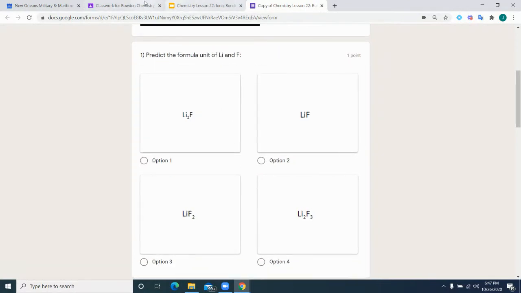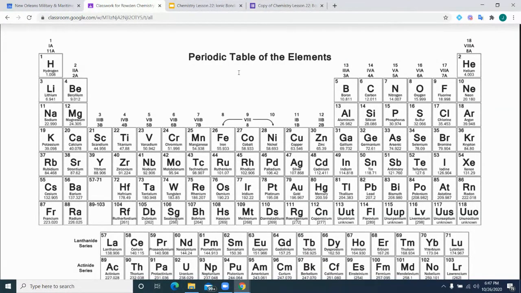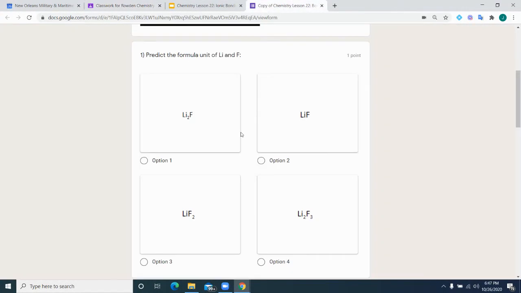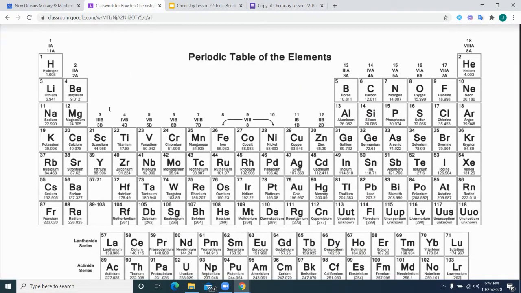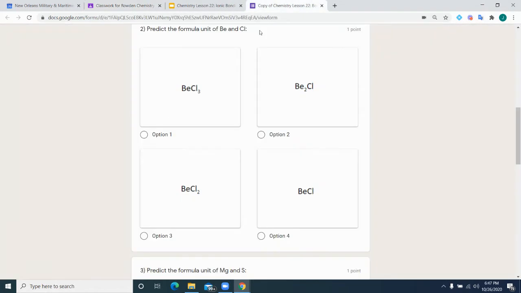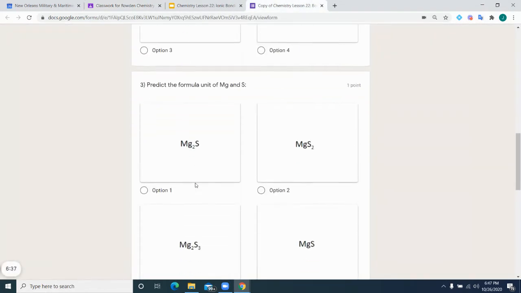Okay, number 1, Li and F. Li is +1, F is -1. +1 and -1, we are okay with just LiF, one of each. Number 2, Be and Cl. Be right here, this is going to be +2. Cl is -1. So we need 2 of the Cl's. So it'll be BeCl2.